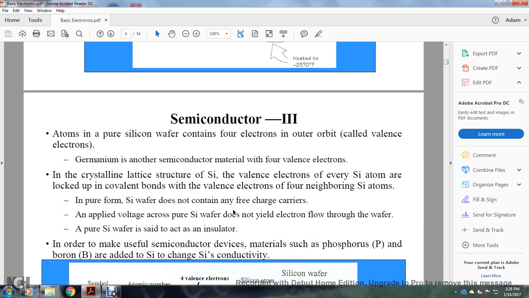Alright, semiconductors. Atoms in pure silicon wafers contain 4 electrons in the outer orbit, called valence electrons. Germanium is another semiconductor with 4 valence electrons. In the crystalline lattice structure of silicon, the valence electrons of every silicon atom are locked in a covalent bond with the valence electrons of 4 neighboring silicon atoms. In pure form, silicon wafers do not contain any free charge carriers. An applied voltage across a pure silicon wafer does not yield electron flow through the wafer. A pure silicon wafer is said to act as an insulator.